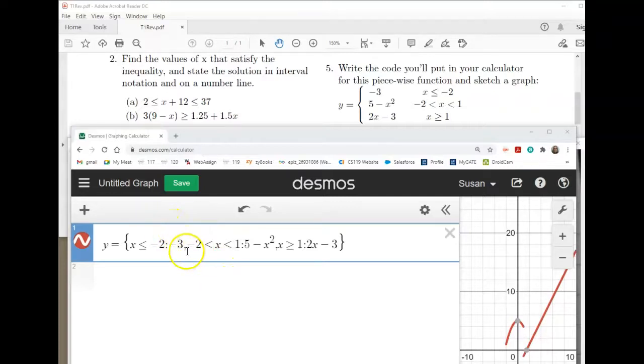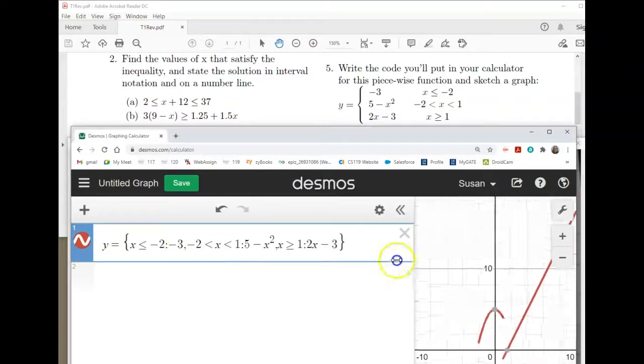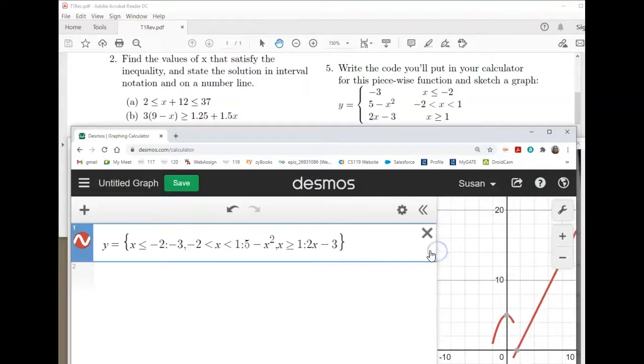The Desmos is slightly easier because you can see what you're doing a little bit better. You can stretch out the Desmos like this, if you need more room to see what you're doing. I want to first put the restriction, x is less than or equal to negative 2. So I need a brace, x is less than or equal to negative 2, colon, and then the actual graphing part, the negative 3. That gives me the graph here.